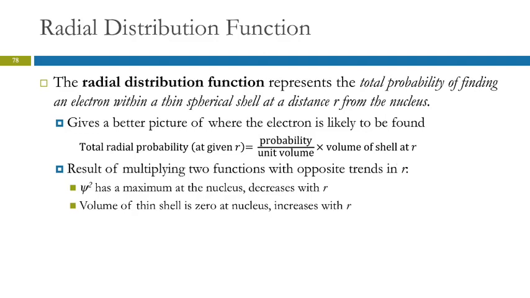And so as you get farther and farther from the nucleus, that becomes larger and larger. And at the nucleus, the volume of that shell is 0. And so that gives us 0 probability at the nucleus. And so this is something that works better. We've got two functions with opposite trends.